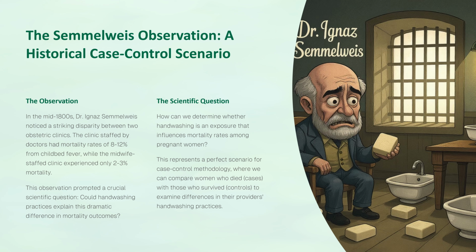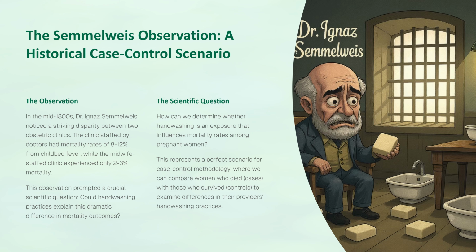Let's look at a historical example of a case control scenario. So this was the Semmelweis observation. In the 1800s, Dr. Ignaz Semmelweis noticed a striking difference between two obstetric clinics he was in charge of. The clinics staffed by doctors had high mortality rates of 8 to 12% from childbed fever, or basically fever in the mother, while midwife staffed clinics experienced only 2 to 3% mortality, so less than half the rate.